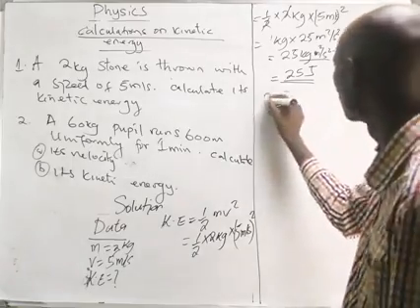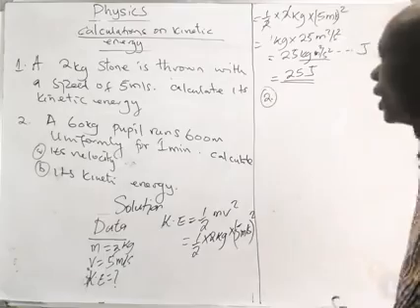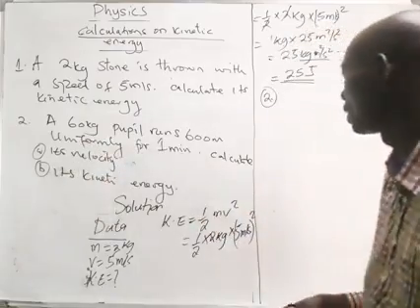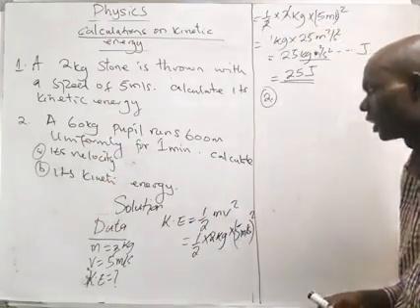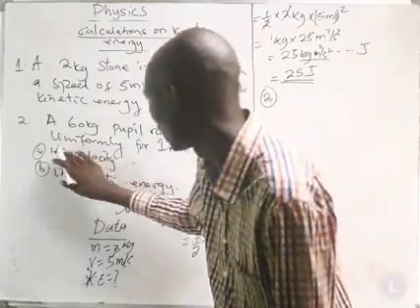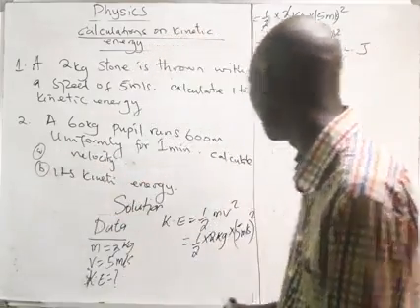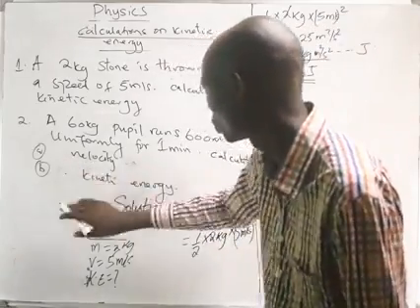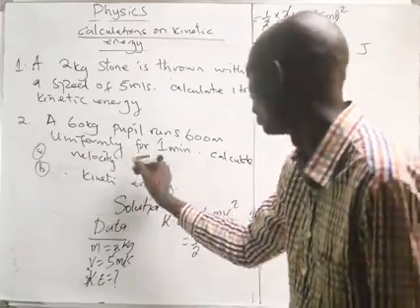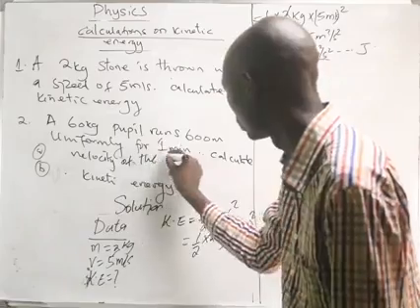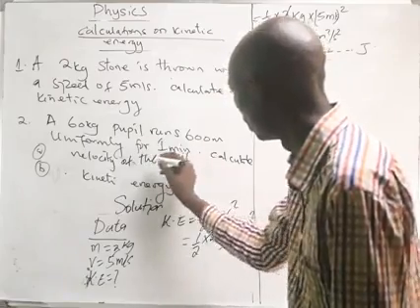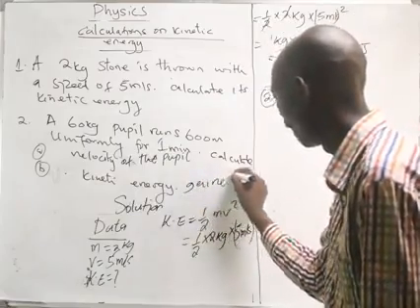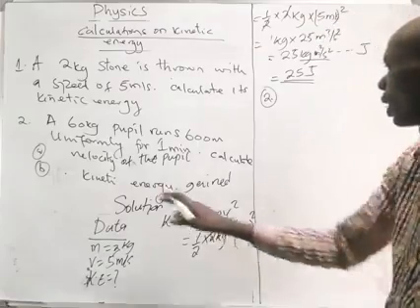Then question number 2. Question number 2 says a 60 kg pupil runs 600 meters uniformly in 1 minute. Calculate the velocity of the pupil. And then calculate the kinetic energy gained.